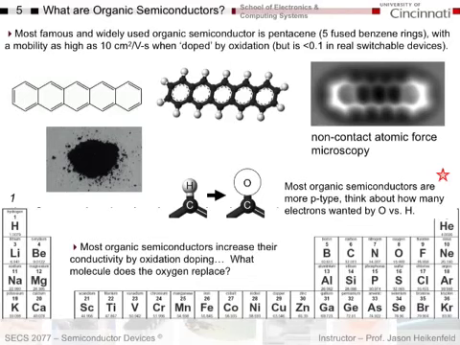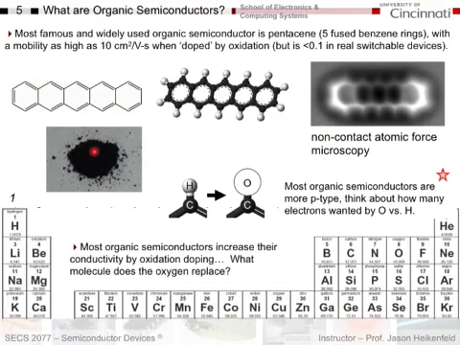The most famous conjugated polymer is pentacene. Basically, five fused benzene rings. Every carbon atom is seeing alternating double and single bonds. Here's the carbons. Here's the hydrogens on the outside. Here's a beautiful non-contact force microscopy image of a pentacene molecule. Here's what a pile of it looks like. Looks like a black powder.